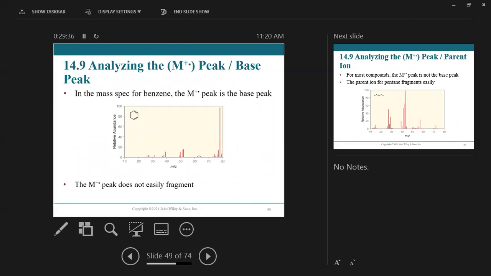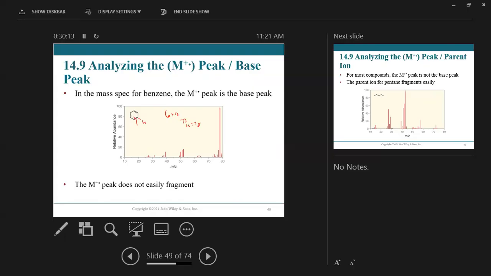So here's the mass spectrum for benzene. What is this? Each one has a hydrogen. So I have 1, 2, 3, 4, 5, 6. 6 times 12, that's 72. And then you got plus 6 is 78. You'll have fragmentation. That's how you go down here.